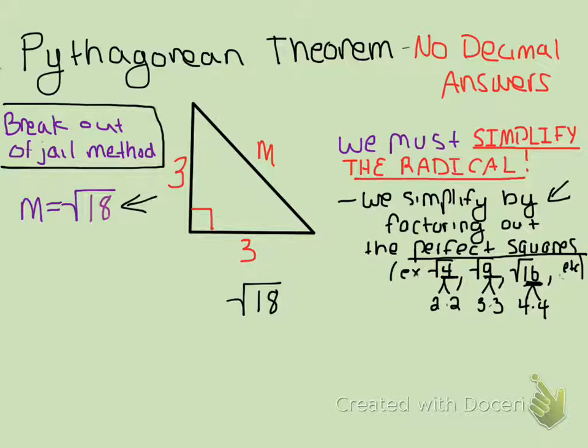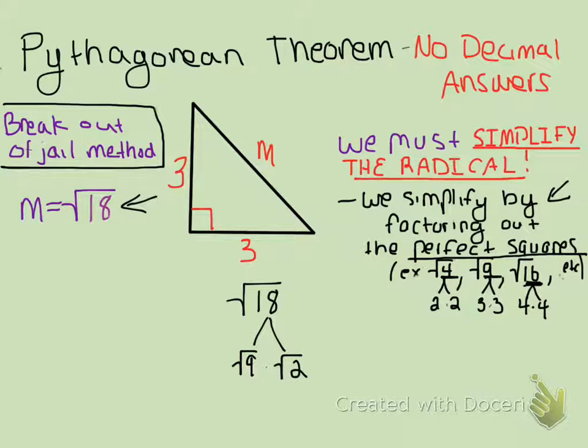So can we multiply 4 times anything to give us 18? No, we can't. It'd have to be a decimal. We need only whole numbers. Can we multiply 9 times anything to give us 18? Yes, we can. So let's think of this like a factor tree. We're going to break the square root of 18 down into the square root of 9 times the square root of 2. If we multiply radicals, then we only multiply what's underneath them.